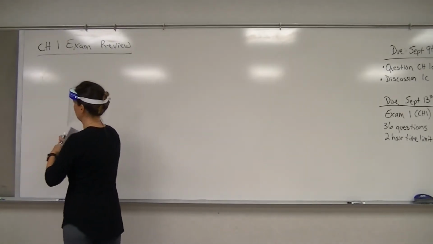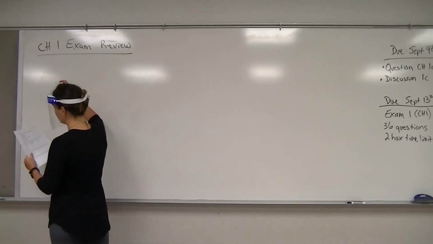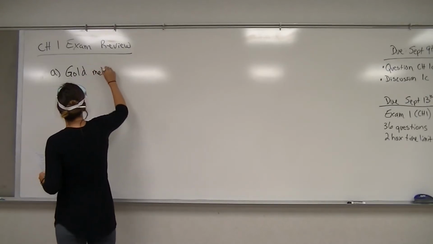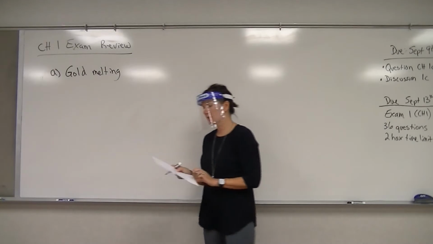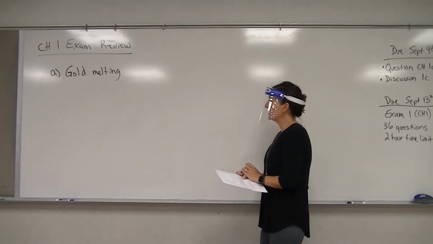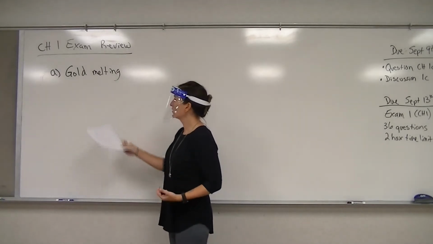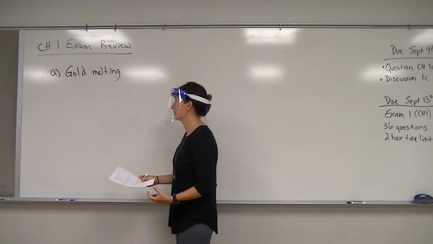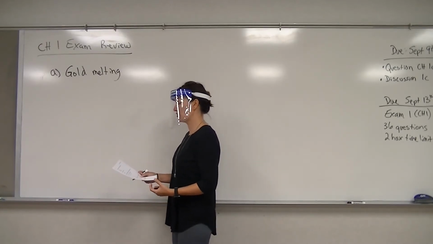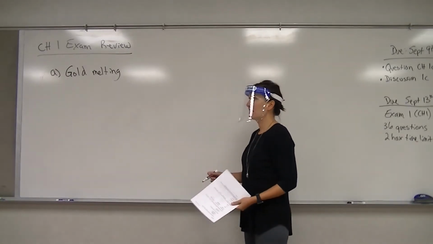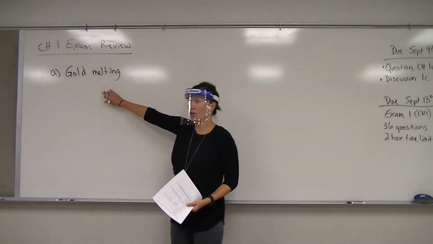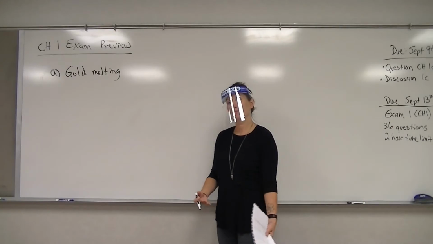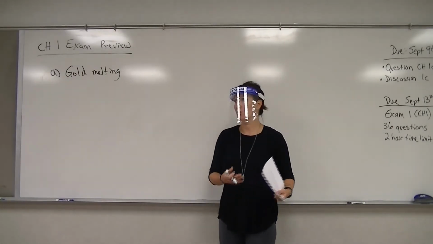So we need to know the difference between a physical change and a chemical change. The first one is gold melting. So to figure out if that's a physical change or a chemical change, what we're looking at is when gold melts, are we changing the chemical composition of it? That would be the question you'd want to ask to figure out if it's a physical or chemical change. Because chemical change means you're changing the chemical composition. It's no longer going to be gold. It's going to be something different. Physical change is just changing the state. So you can go from a solid, a liquid, or a gas.